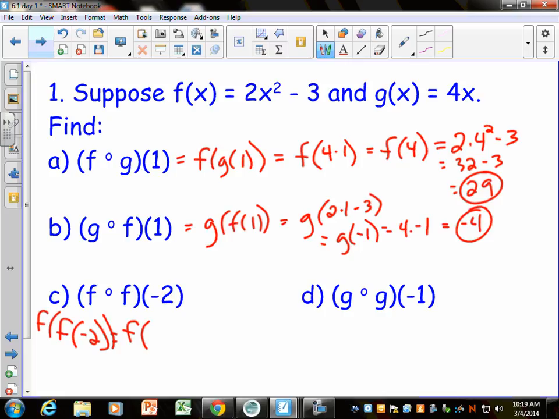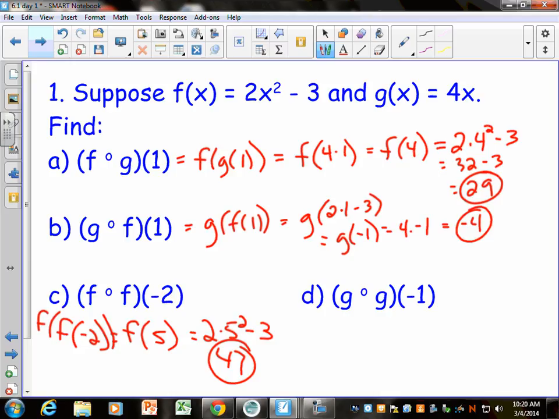So f of negative 2 would be 2 times negative 2 squared. So that'd be 4 times 2, which is 8, and 8 minus 3 is 5. Right? That's kind of what I expect that you're going to write on your paper. You're more than welcome to show more work than that. And then you're going to do f of 5, which would be 2 times 5 squared minus 3. Order of operations, 5 squared is 25. 25 times 2 is 50. 50 minus 3, I think, should be 47.